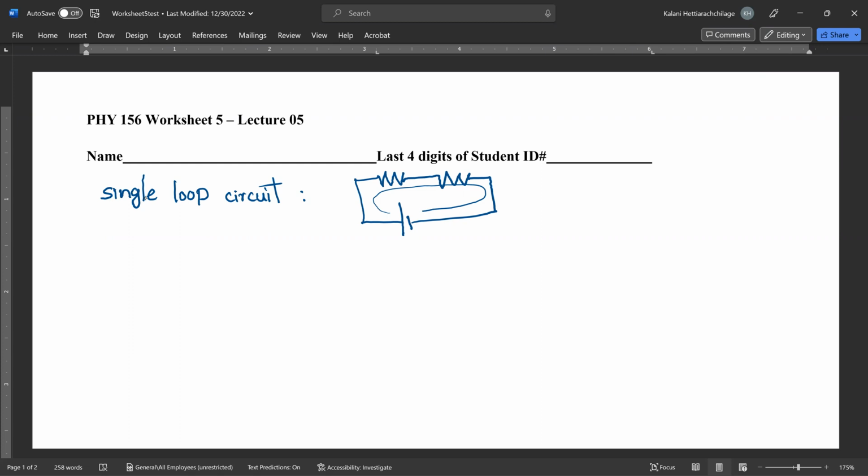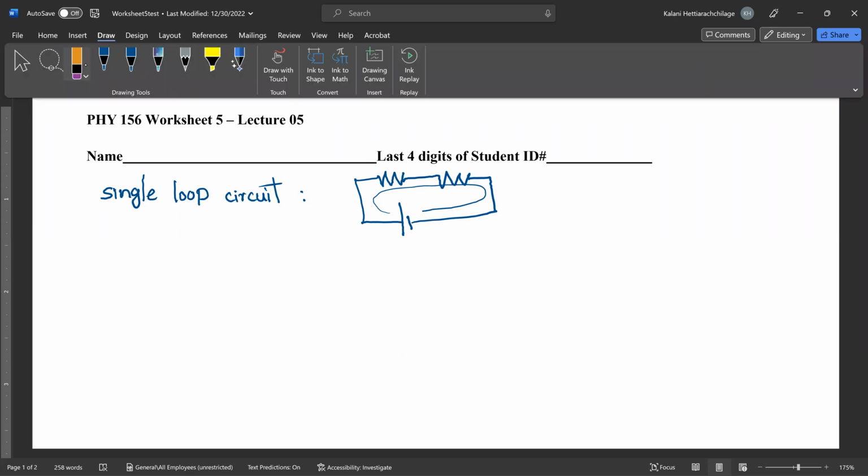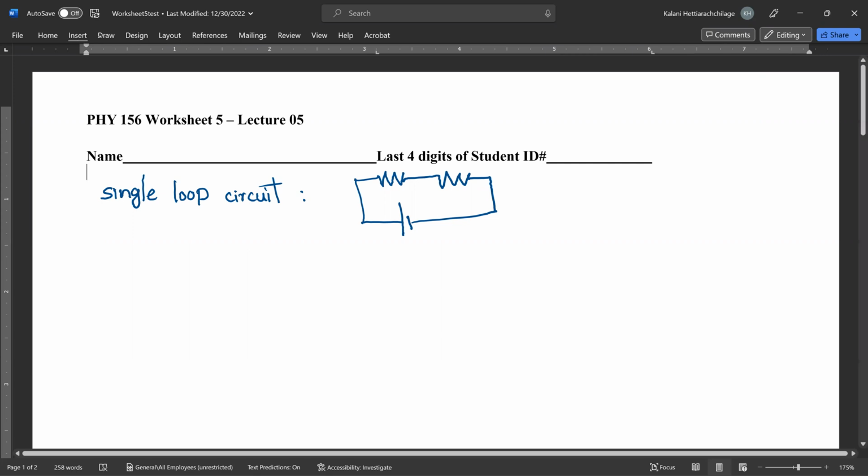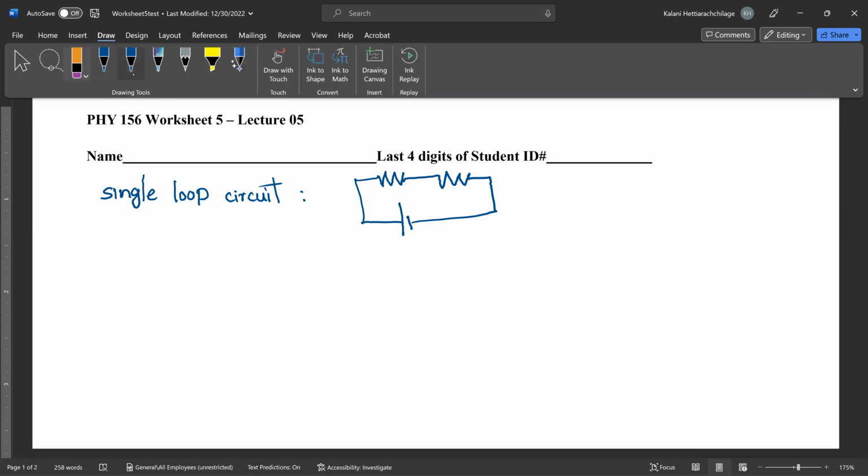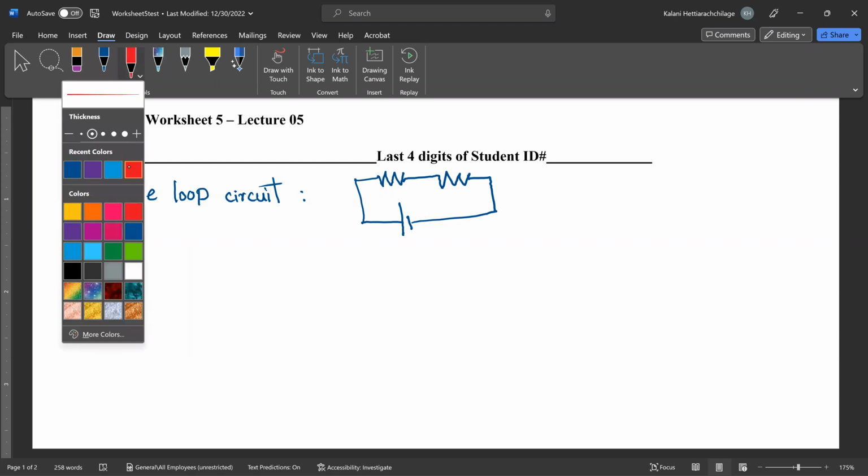So the single loop circuit is the starting point of solving circuits, because this is the simplest one that you will see in your semester, right? Now you see that you have two resistors here in series with each other, and then there is a power supply. That's it, that's the circuit. When you understand this circuit, it's very important that you know where your current starts, where your potential is high, and where it is low. So you need to identify those places in the loop. That's what we're going to do in this chapter.